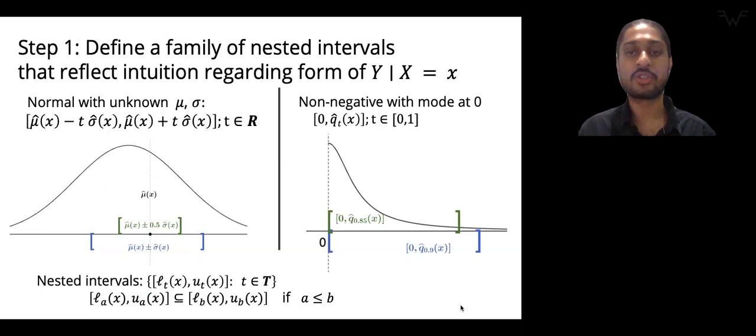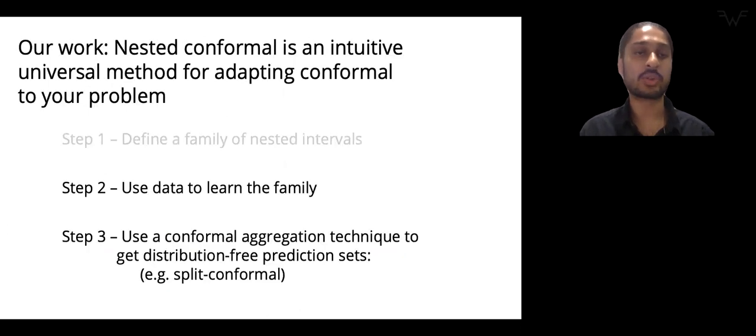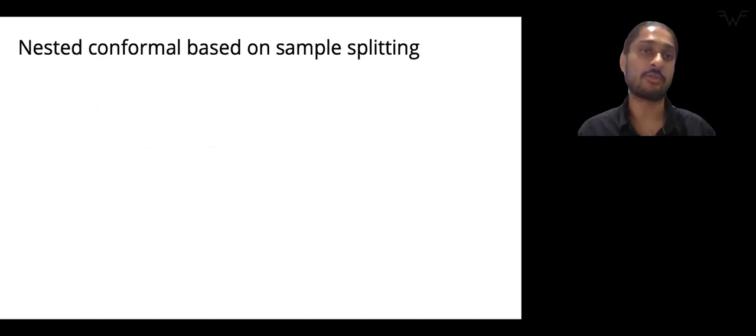Now there are two things to be learned: the nested family, which is L and U, as well as the particular value of t, which corresponds to the particular prediction set that we will return. And this is where we use conformal to learn this in a distribution-free and valid manner. So step 2 corresponds to learning the parameters L and U, and step 3 corresponds to learning t. We illustrate these through a simple example, which is conformal based on sample splitting, also called split conformal.